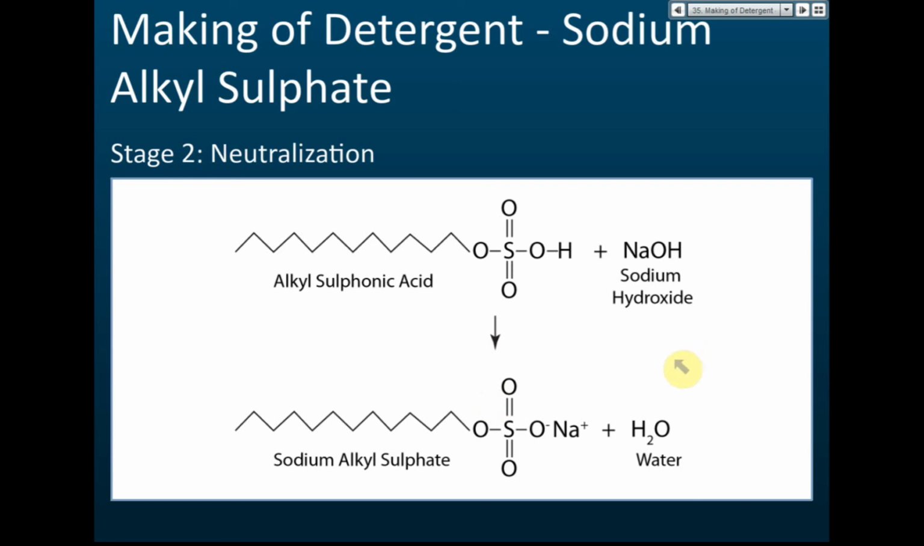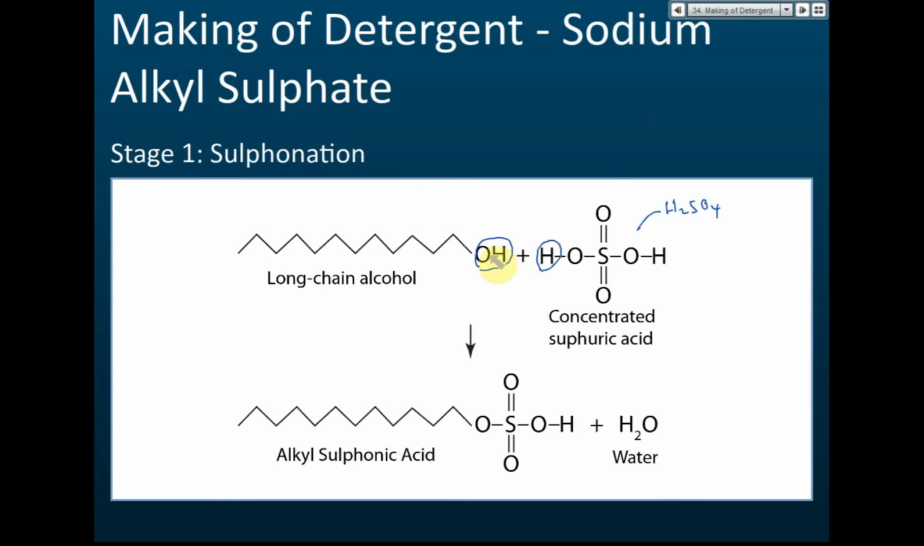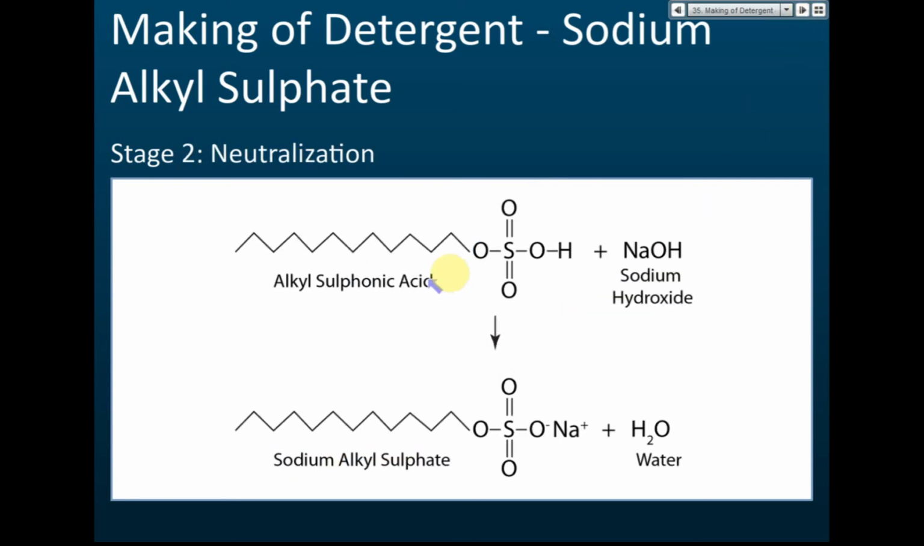Okay, so it looks quite easy, right? You just need to remember the substances that we use at the very beginning. It's long chain alcohol with concentrated sulfuric acid. And after you get this alkyl sulfonic acid, you make it react with sodium hydroxide, then you get the detergent that you want.